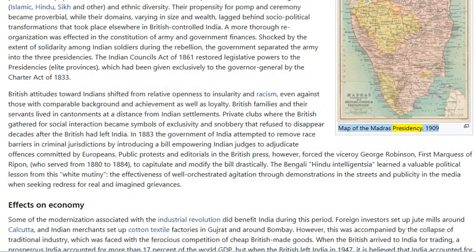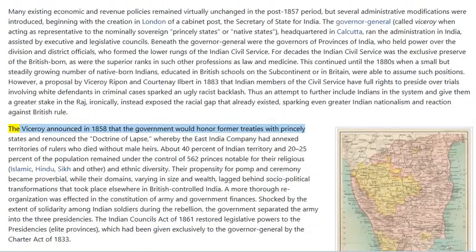Map of the Madras Presidency, 1909. The Viceroy announced in 1858 that the government would honor former treaties with princely states and renounce the doctrine of lapse, whereby the East India Company had annexed territories of rulers who died without male heirs. About 40% of Indian territory and 20-25% of the population remained under the control of 562 princes notable for their religious (Islamic, Hindu, Sikh, and other) and ethnic diversity. Their propensity for pomp and ceremony became proverbial, while their domains, varying in size and wealth, lagged behind socio-political transformations that took place elsewhere in British-controlled India.